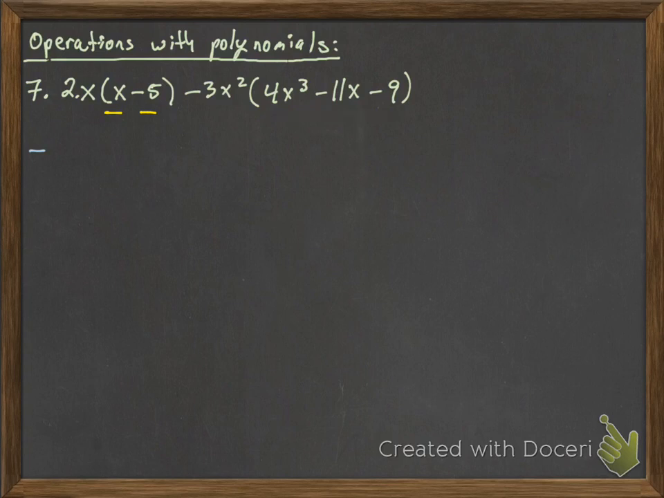So the next thing to do is to go ahead and do the distributive property. So we have 2 separate parts. We've got the 2x to distribute, so we'll do that first. So 2x times x, 2x squared. 2x times minus 5 is minus 10x. Okay? That's the first part.